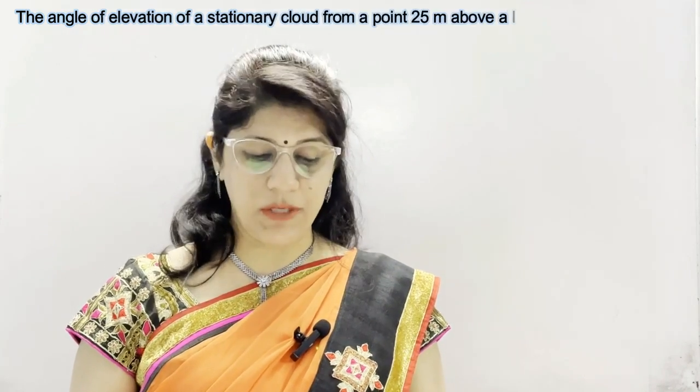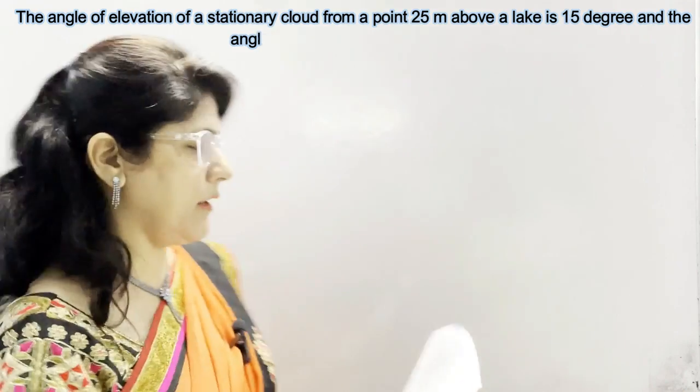In question number 12, the angle of elevation of a stationary cloud from a point 25 meter above a lake is 15 degree.